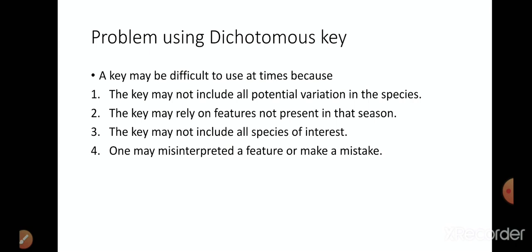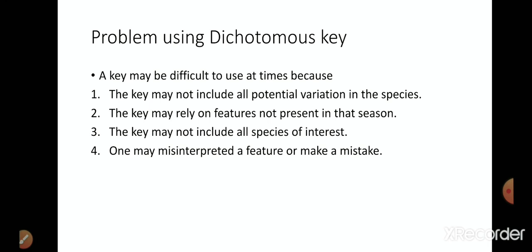So there are some problems using a dichotomous key. Let's talk about the problems, or disadvantages, of the dichotomous key. First of all, the key may not include all potential variation in species. We know that organisms have variation among them. One type of species also shows variations, and this key does not include all potential variation in the species, so that we cannot easily characterize them or compare them.